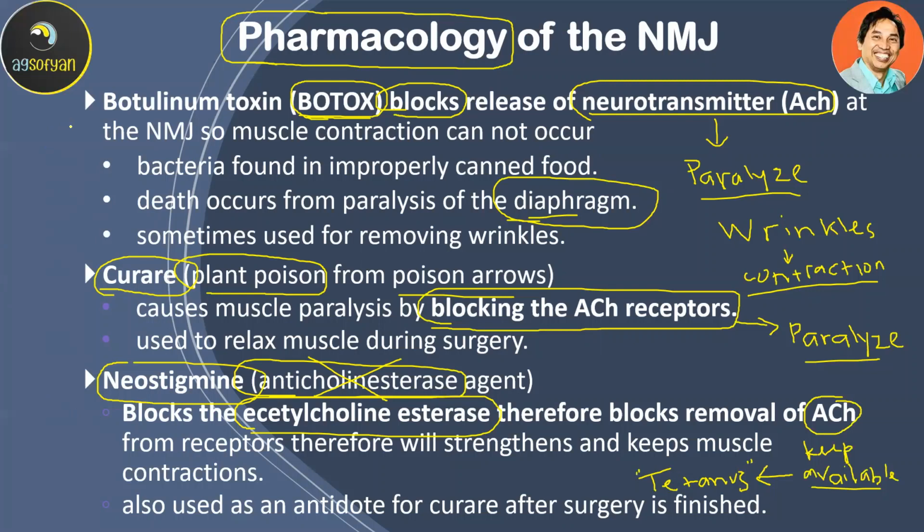Okay, so these three chemicals are sometimes used in medical settings for surgery. You know, sometimes surgeons need Botox or curare in order to paralyze the muscle during surgery, and sometimes they also need neostigmine in order to make the muscle contract during surgery.